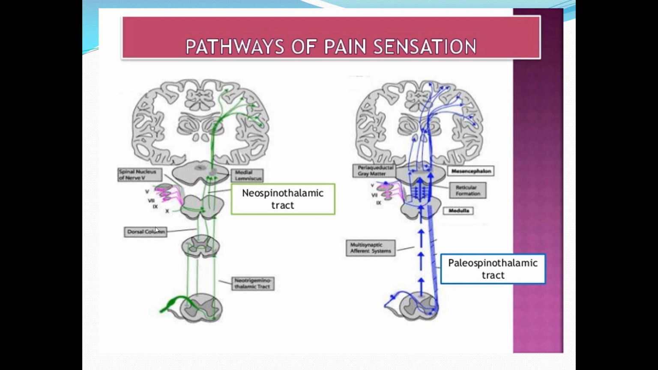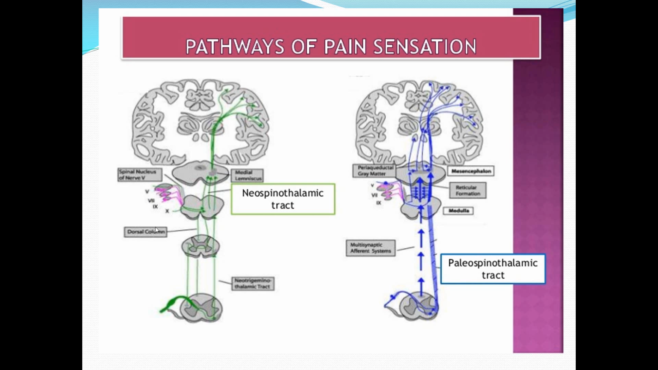go up in the form of anterolateral tract and is going to go to the thalamus, going to relay there again, and from over there the fibers go to the sensory cortex. All of you are supposed to make these pathways of pain sensation as well.